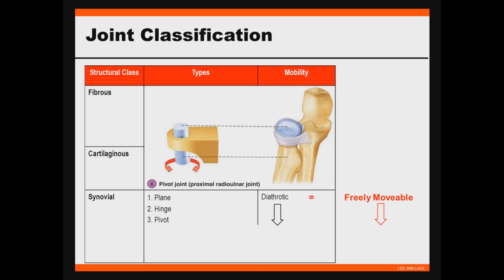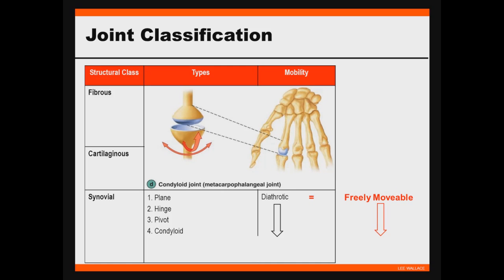The third type of synovial joint is a pivot joint. Pivot joints all look like a spherical bone which has a part of a ligament or a ligament which wraps around the head of the cylinder, allowing this pivot type action. The example we've got here in the picture is the proximal radial ulnar joint occurring in the forearm.